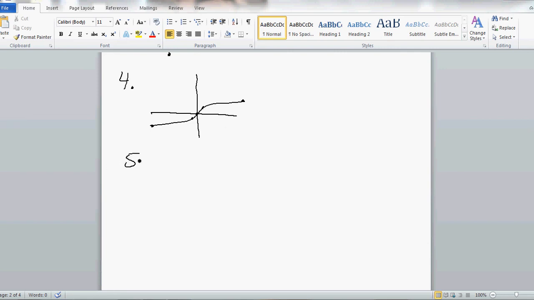Now number 5 is a piecewise function, which means for certain parts of the graph there are different graphs depending on what the particular x values are. And in this case, number 5, we are told let's do -x plus 2 if x is less than 0, and then square root of x plus 3 if x is greater than or equal to 0.